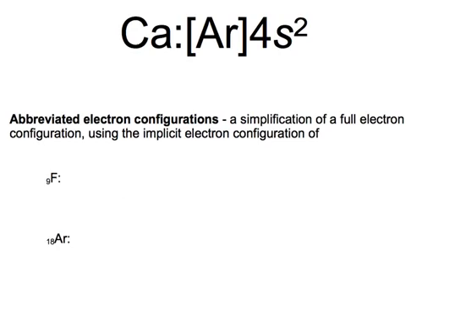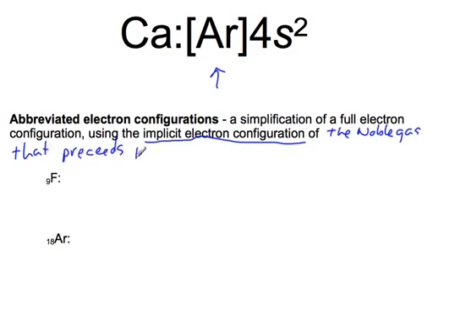So, abbreviated electron configuration, that's what's next. It's a simplification of a full electron configuration using the implicit electron configuration of, well, of what? Of the noble gas that precedes the element. And so in this case, if we look up at the example, calcium is the element of interest.